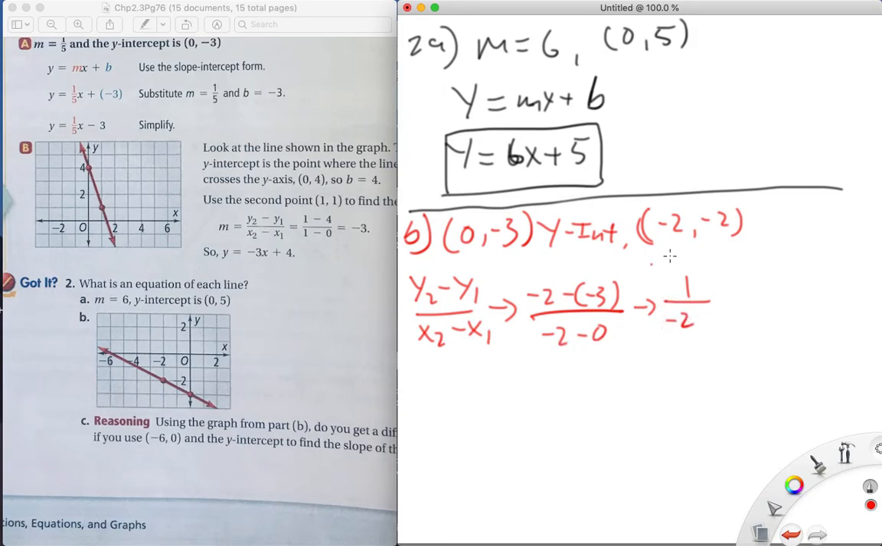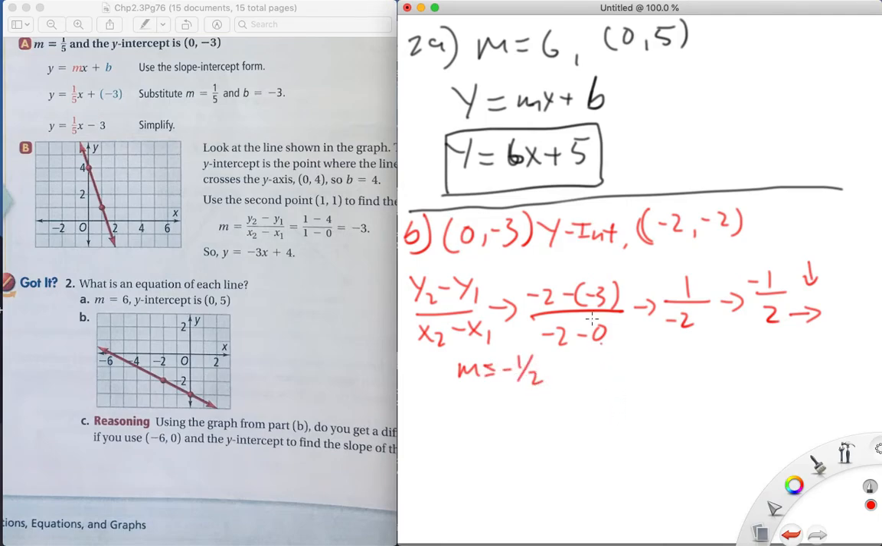I'm going to put that negative in the numerator and say it's -1/2. So what does that mean? As we go from left to right, it's going down 1 and to the right 2. So let's see if that's the case. Down 1 and then to the right 2. Nice. Alright, so this is our slope. Slope equals -1/2.